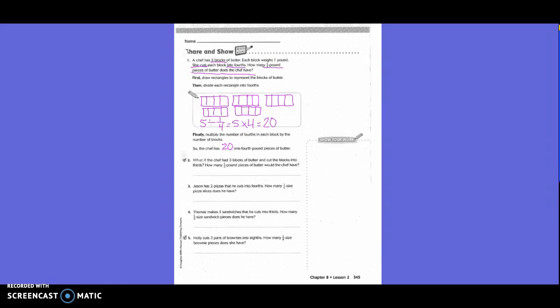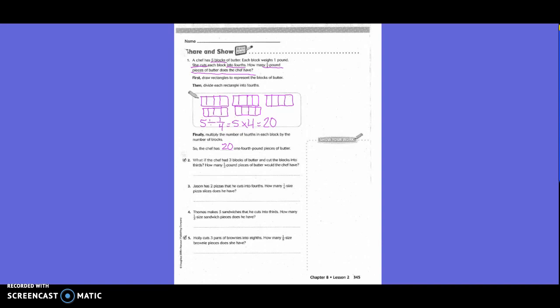First, draw rectangles to represent the blocks of butter. So we drew 5. First of all, we underlined our information. We said there were 5 blocks cut into 4ths, and then how many 1/4 pieces of butter does the chef have? So first of all, we drew 5 rectangles. Then we cut each one of the rectangles into how many pieces? 4 size pieces. And then we said that 5, because we have 5 rectangles, times 4, because there was 4 pieces in each, equals 20. So the chef has 20 1/4 pound pieces of butter.